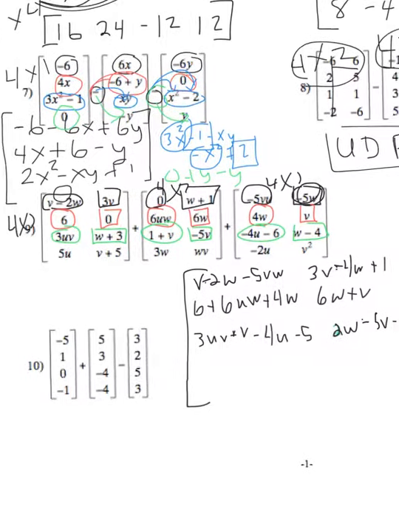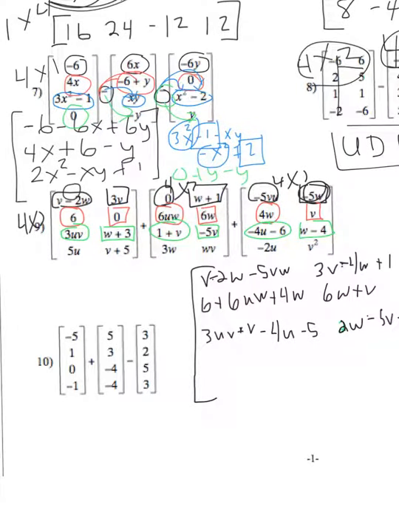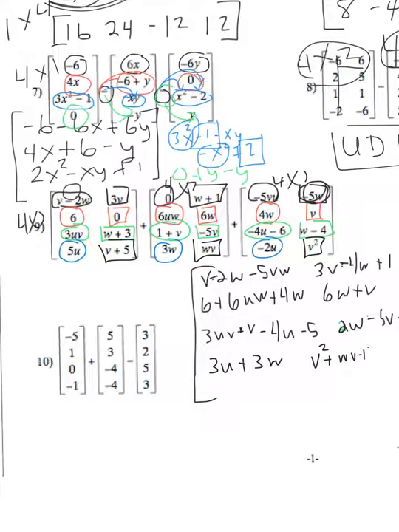And then the last row, we've got a 5u, a 3w, and a -2u. So 5u and -2u is 3u and a 3w. And then a v plus 5, a wv, and a v squared. None of those are like terms. So we just have, I'll put it in order. So I'll go v squared plus wv plus v plus 5. The order there doesn't really matter.